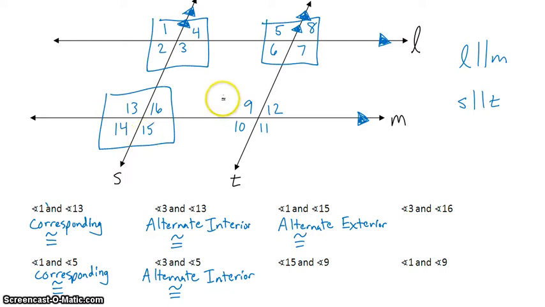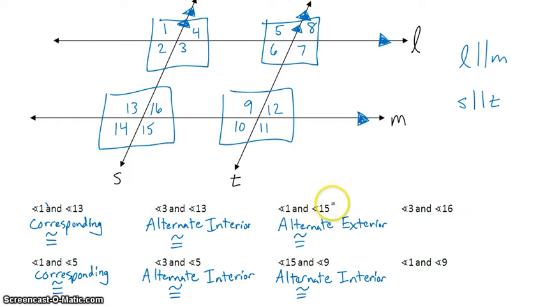Now let's look at 15 and 9. 15 and 9 are both on transversal M with parallel lines S and T. And 15 and 9 are on opposite sides of my transversal, so they are alternate. And if I look, 15 and 9 are actually between S and T. So 15 and 9 have to be interior. And since they're alternate interior angles between two parallel lines, they have to be congruent.